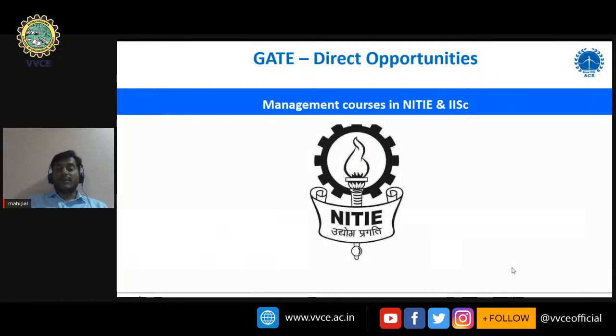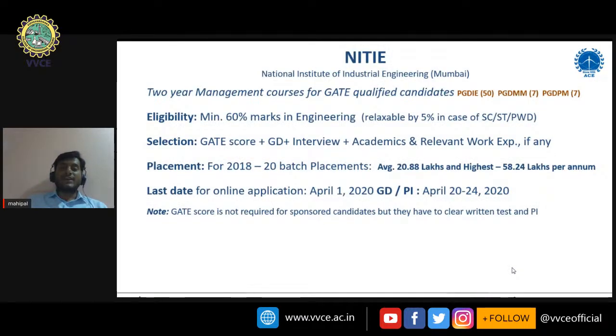Another one, management courses. You can do management courses at NITIE as well as IISc Bangalore, especially NITIE. NITIE stands for National Institute of Industrial Engineering, which offers three different types of management programs through the GATE examination, and it is a very good institute from an academic point of view, on par with IIMs. But what is important is that the placements at this institute are much better than some of the IIMs. The average salary last year was around 20.88 lakhs, and the highest salary was 58.24 lakhs. So if somebody is planning to do management courses, think about NITIE, especially engineering students.